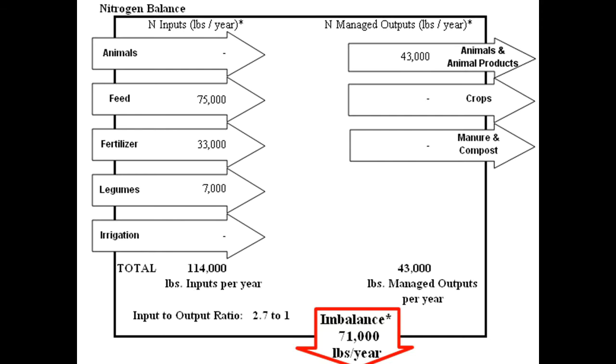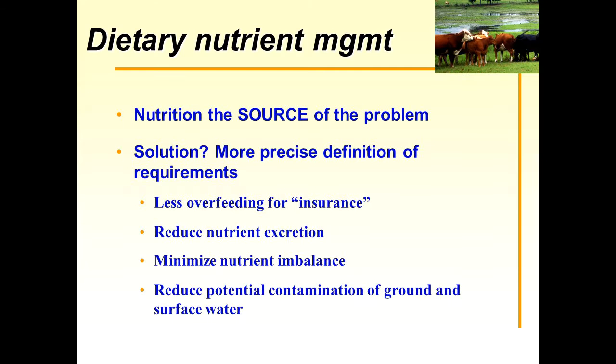Usually they will account for 2/3 or 70% of the nutrients brought onto the farm. And so even though nutrition is tremendously important to the health and productivity of the herd or the flock, if there is a nutrient imbalance, then often we need to consider nutrition as the source of the problem. And the good thing about this particular problem is there's a solution.